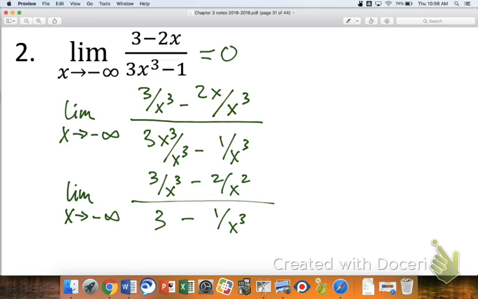Now, if you understand how these fractions work, this will finish pretty quick. Let's focus on the first one. If you've got 3 over x cubed, the top is held constant at 3, but the denominator is getting gigantic, that fraction is heading towards what number? 0. So 0 minus, what's going on with this other fraction? That's another 0, right? Top held constant, denominator getting huge.